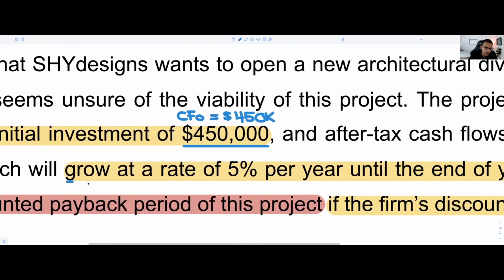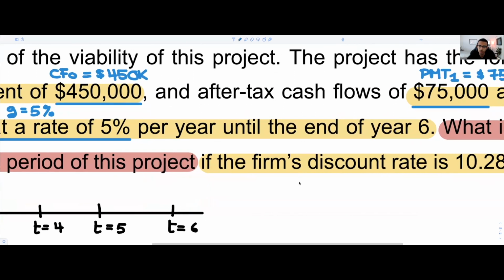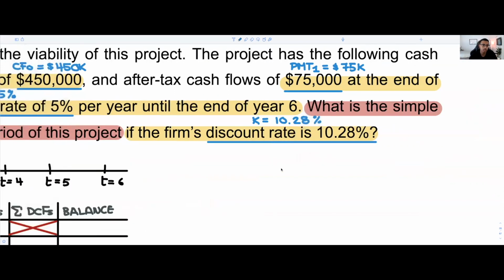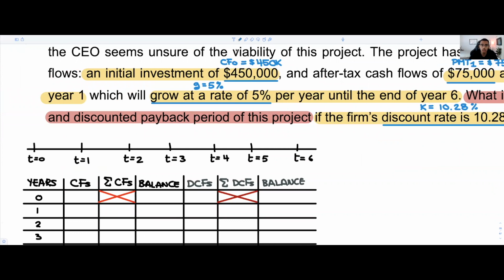But our growth rate here is equal to 5%. So I can go ahead and write g equal to 5%. And that's pretty much it. This is happening until year 6. That's awesome, so it's kind of straightforward. And then we have our discount rate that's equal to 10.28%. So very easy stuff, just defining a few points. Now we're going to place those points onto our timeline, and I'm going to show you why it matters. In this case, it actually does matter a little bit.